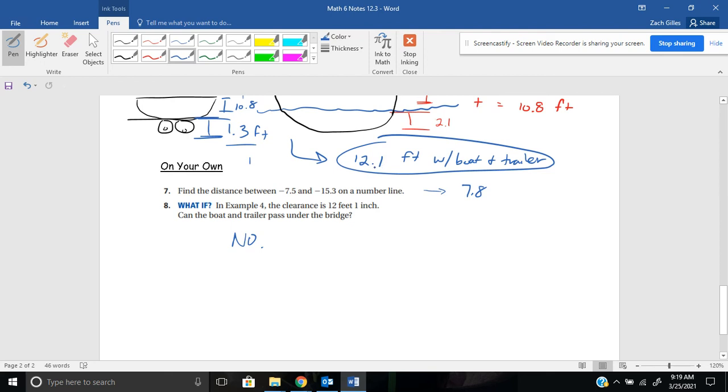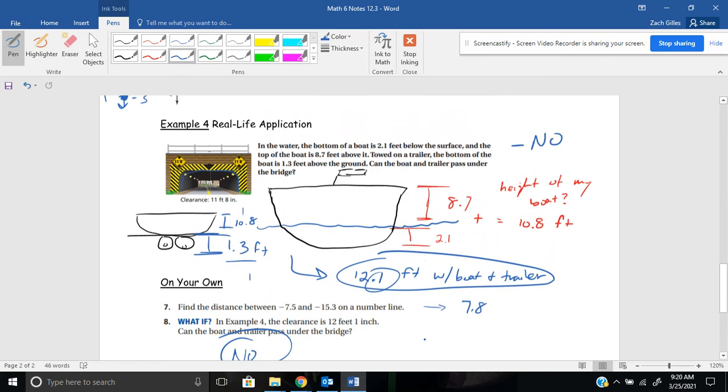You have to make 0.1 a 10th. What's a 10th of a foot in inches? Right. Well, if you take 0.1 times 12, you get 1.2. So that would be too much. So no, the boat cannot pass under still.